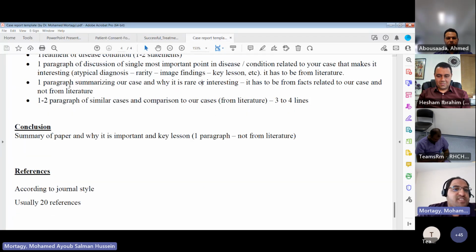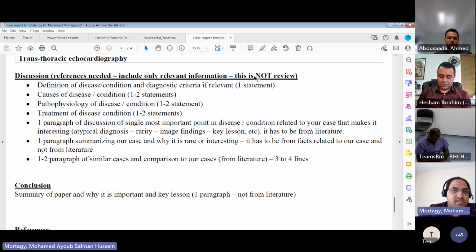And then maybe if you found similar cases, you can write one to two paragraphs about that and just compare and contrast. Like, oh, we found similar cases that did this and this, we did the same and it didn't work or worked, or this is different from our case, this is similar to our case. Just three, four lines, not more than this. So this is your discussion template.